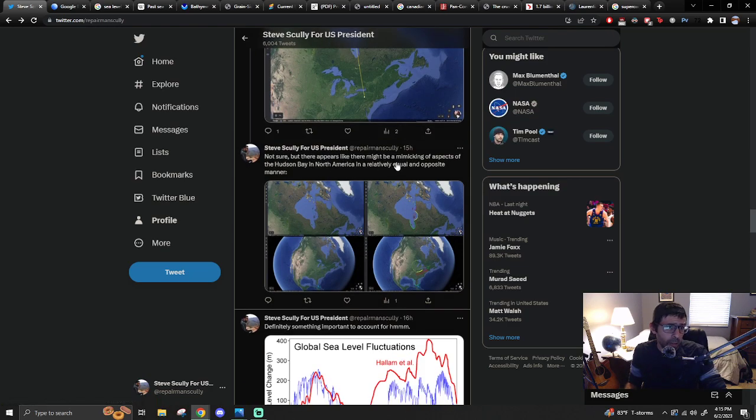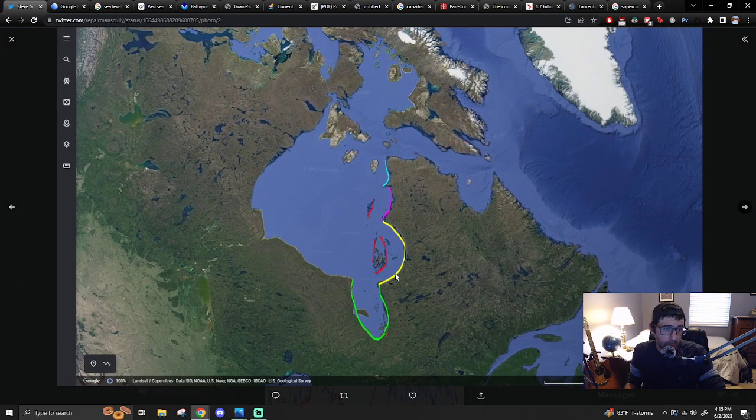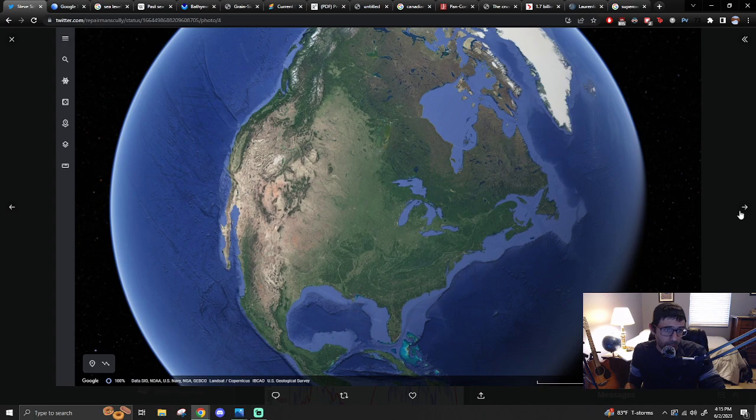Then I said, not sure, but there appears like there might be a mimicking of aspects of the Hudson Bay in North America in a relatively equal but opposite manner. So looking here, I put in some colors: green, yellow, red, fuchsia, aqua, teal. And then relating it, green, yellow. So the yellow I've been talking about in here where the boundary is here. The red is actually outside. So it's kind of mimicking but opposite, where in that case, this structure is actually outside, where in this case it's inside.